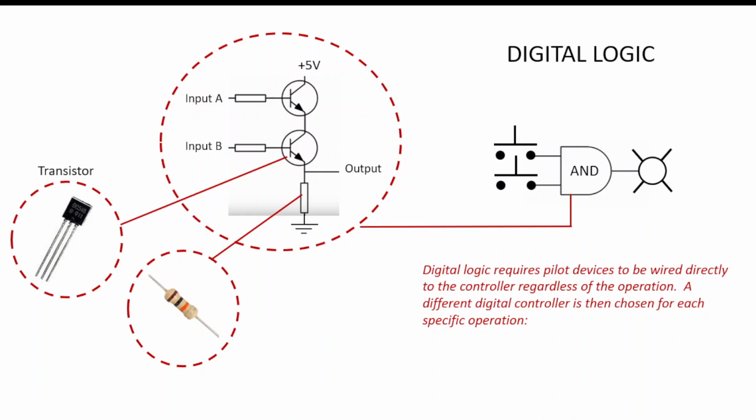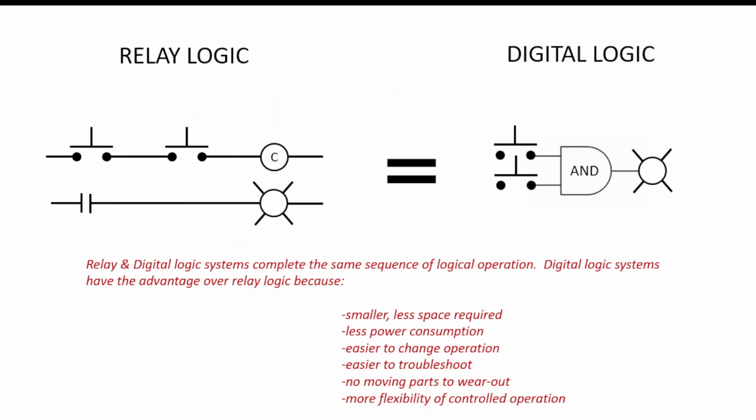Digital logic requires pilot devices to be wired directly to the controller regardless of the operation. A different digital controller would then be chosen for each specific operation. So there's my AND gate, which is really just 3 resistors, a source, and 2 transistors wired in series, and I can get the same operation. So it's a much different method of wiring pilot devices.